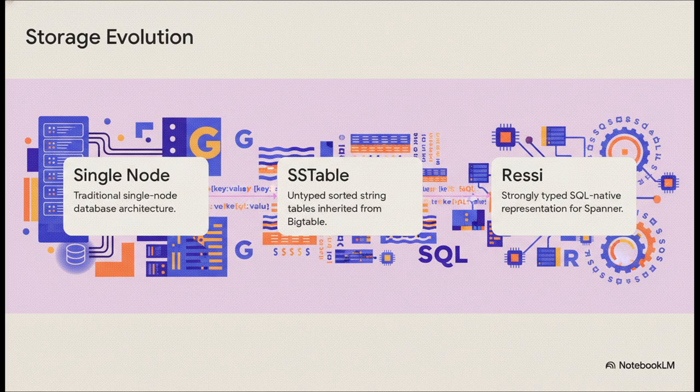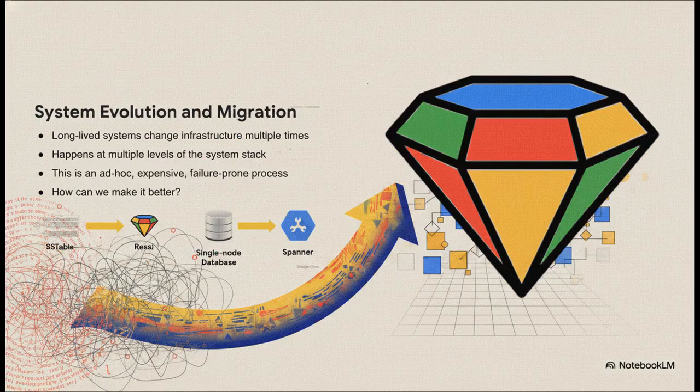So Spanner evolved past those SSTables to the brand new Resi storage engine, bringing strongly typed relational SQL to a massive distributed scale. It's a really clear evolution, migrating away from the tangled mess of untyped string tables toward the shiny new Resi engine. This wasn't just a minor update. It was a monumental shift from a basic key value store mentality to a true, fully SQL native representation.